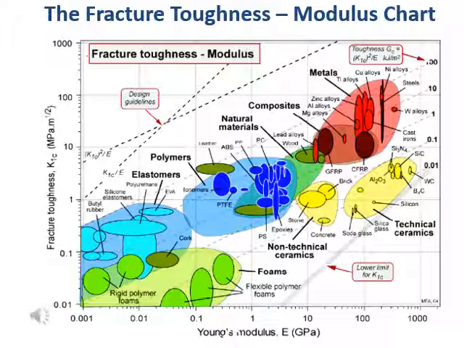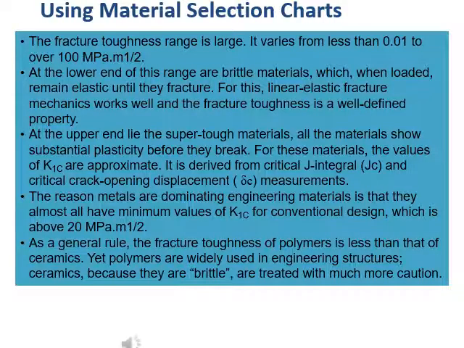Fracture toughness, K1C, is in units of megapascal meter square root. In the chart, the contour lines you can use are toughness, GC. The toughness GC is equivalent to fracture toughness squared divided by elastic modulus. The fracture toughness range is large. It varies from less than 0.01 to over 100 megapascal meter square root.